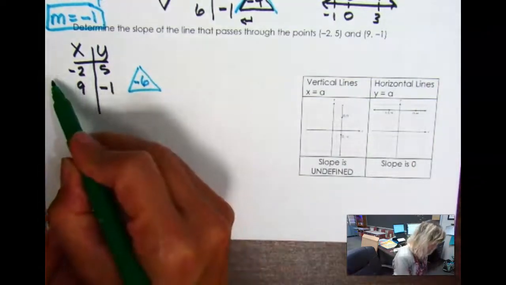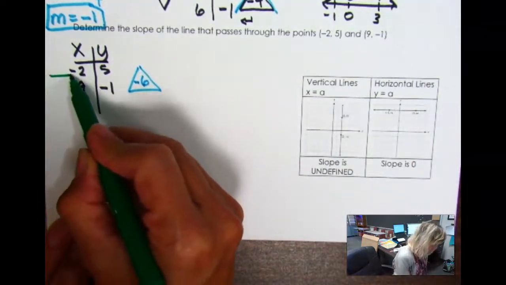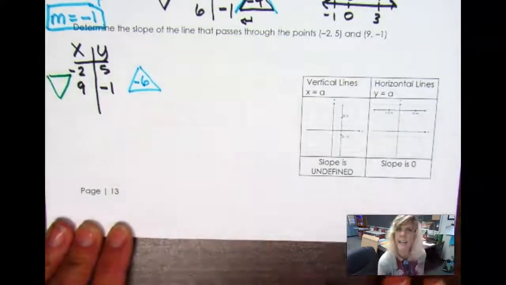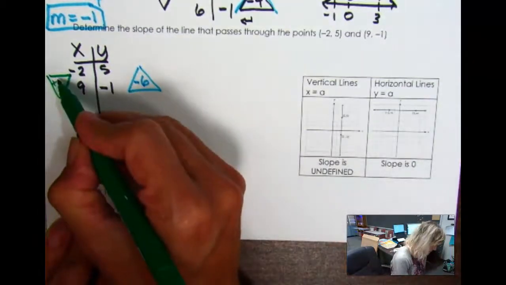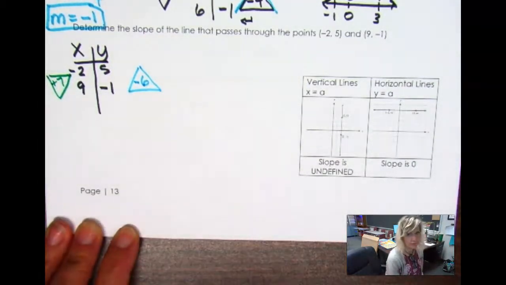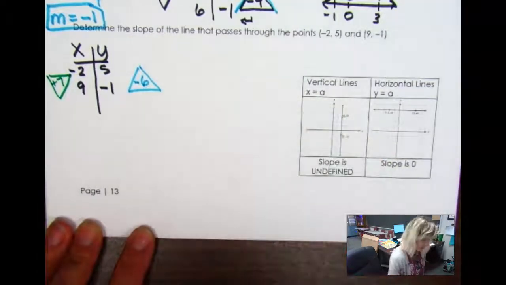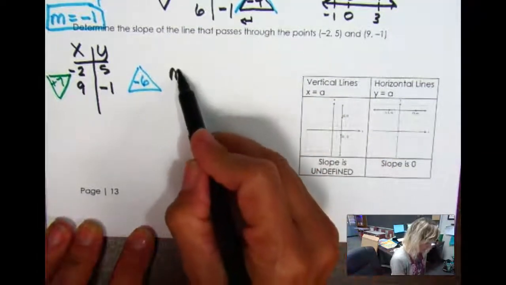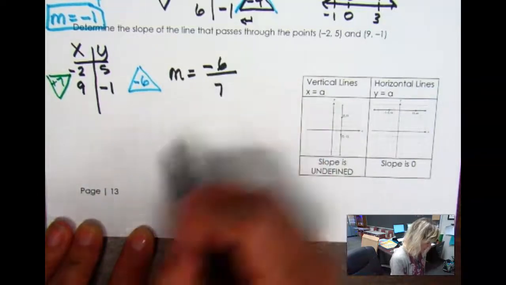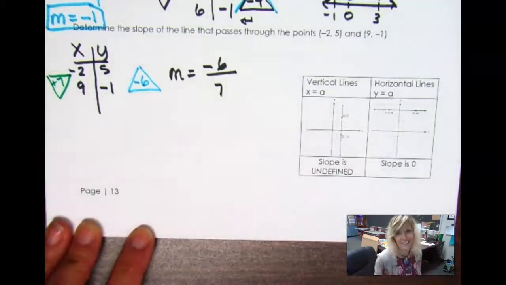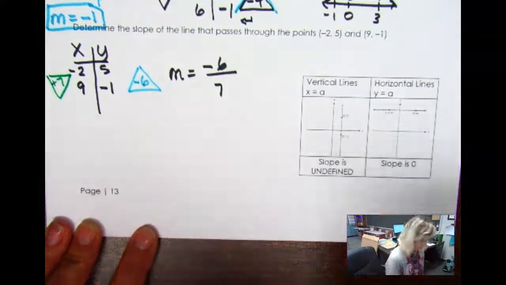But the X's increased. -2 increased all the way to a +9. That is an increase of 7. So my slope is going to be m equals -6 on top, +7 on the bottom, and that's it. I can't simplify it any farther than that, so just box that in.